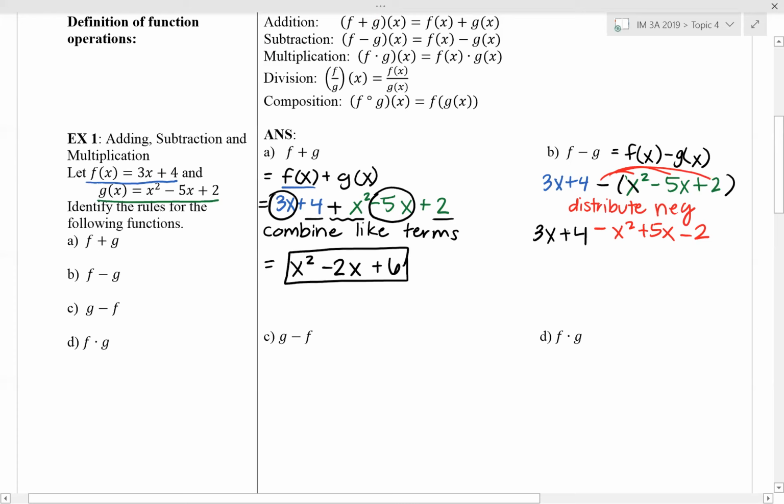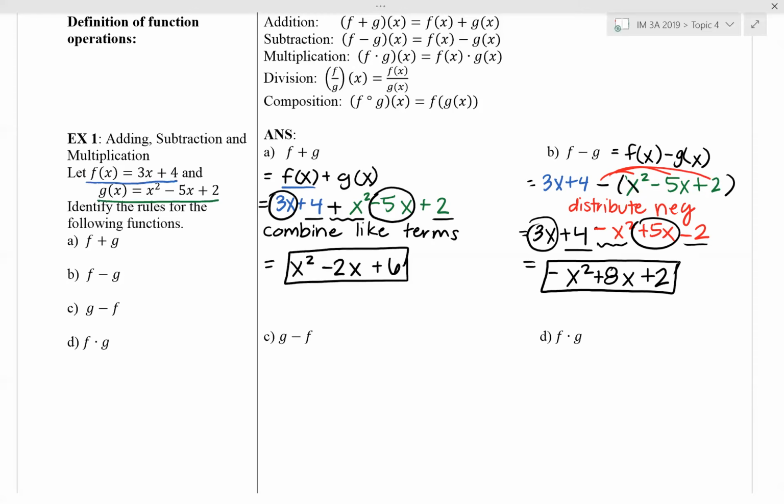When I combine like terms for this one, I now have a negative x squared, and then 3x plus 5x, so plus 8x, and 4 minus 2, so plus 2. So the difference f minus g is negative x squared plus 8x plus 2.